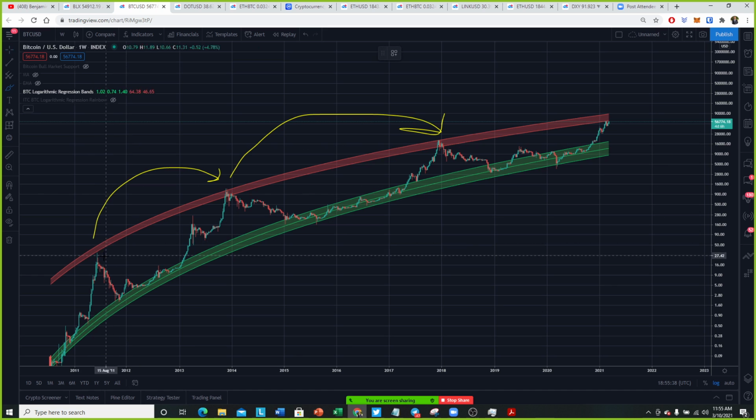But one thing you can do is you can say, okay, well, this one peaked at around $30. This one was around $1,200. This is approximately a 40x, right? Approximately a 40x from peak to peak.